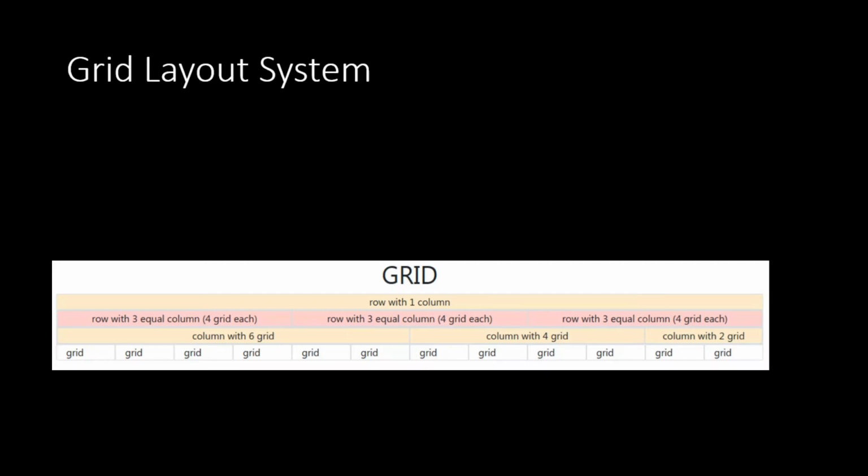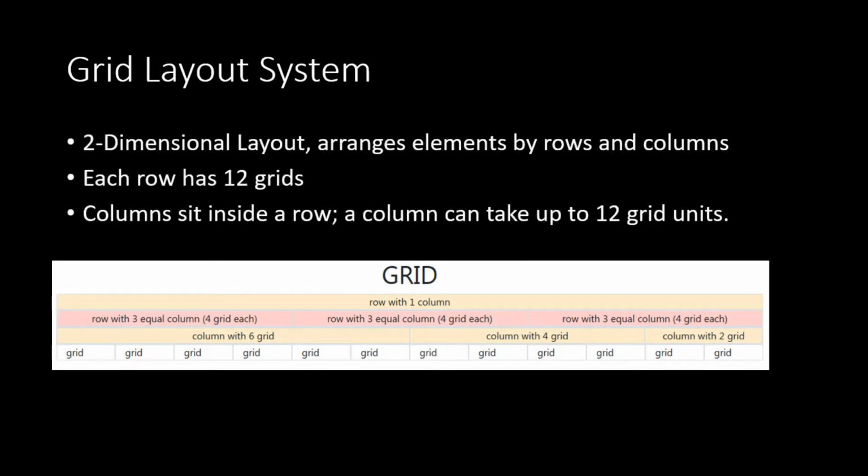The grid arranges elements in a 2D layout in the form of rows and columns. So here is how it works. Each row is divided into 12 even grids. A row can have columns inside it, and each column can be assigned to up to 12 grids. So we can specify how many grids that each column would take.